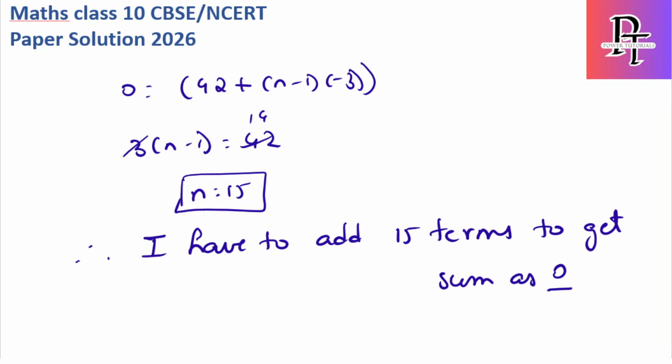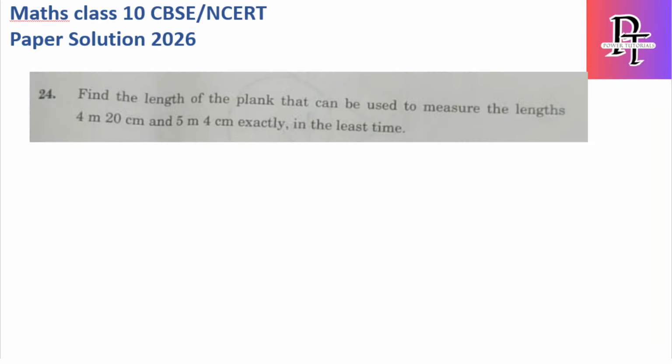Okay, let's move to the next one. 24th question. Find the length of the plank that can be used to measure the lengths 4 meters 20 centimeters and 5 meters 4 centimeters exactly in the least time. So okay, this is a complex type of question. So we need to understand whether you have to use HCF or LCM to solve this question.